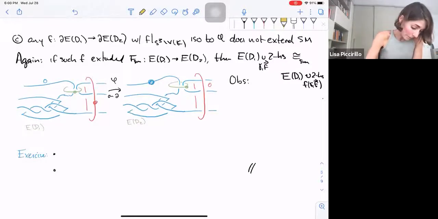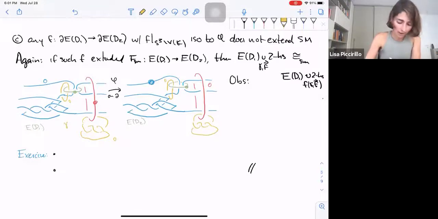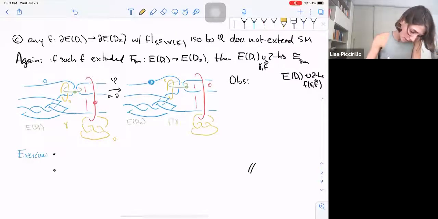As last time, you're free to try to build these disk exteriors out into bigger manifolds that you can show aren't diffeomorphic in any way you choose. But if you'd like a suggestion, I think this is a good place to put your additional handles. So this is gamma. Gamma is a link now. That's fine. And this is f of gamma.